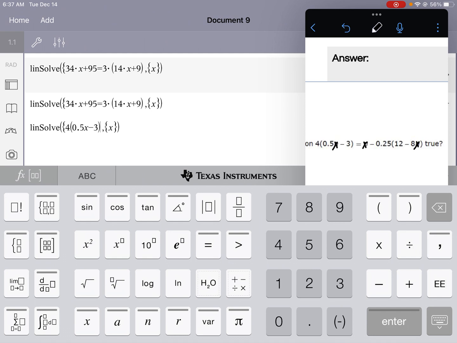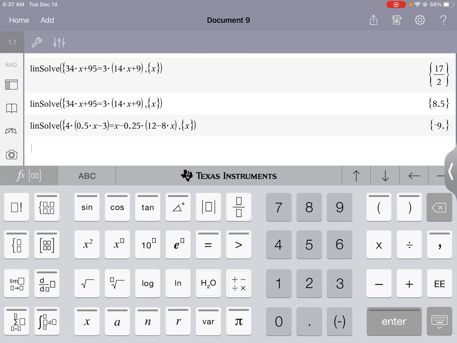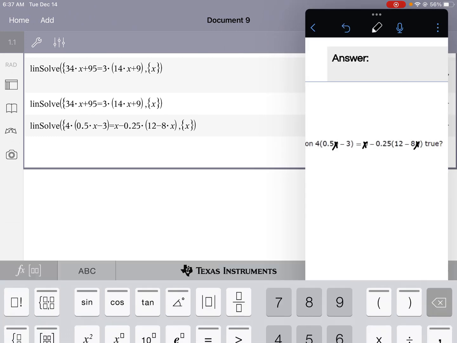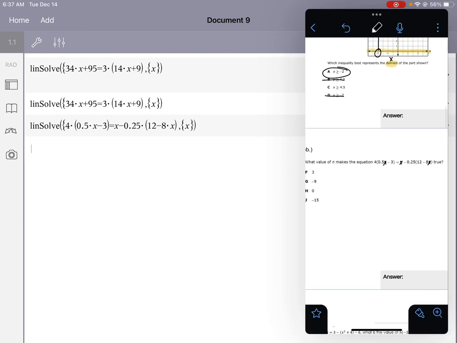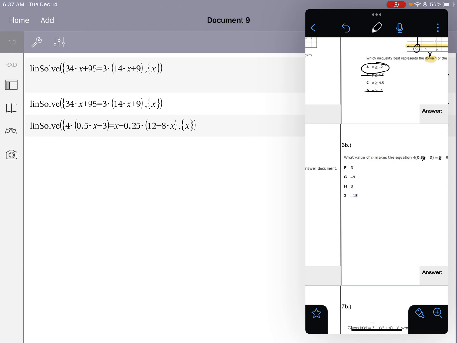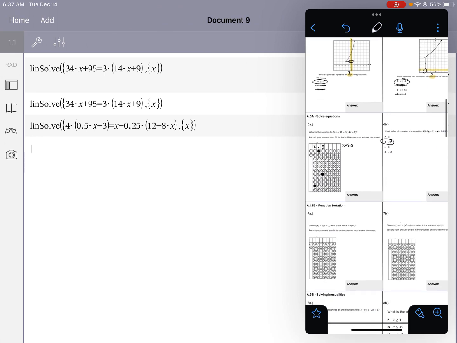Minus 3, close parentheses, equals x minus 0.25 times 12 minus 8x. Double check, 4 times 0.5x plus 3 equals x minus 0.25 times 12 minus 8x, perfect. Press enter, I get -9 as my answer. So I look at my answer choices, and that looks like it's answer choice G.